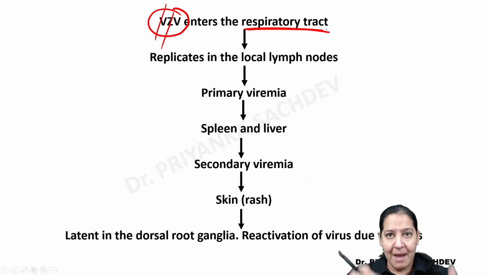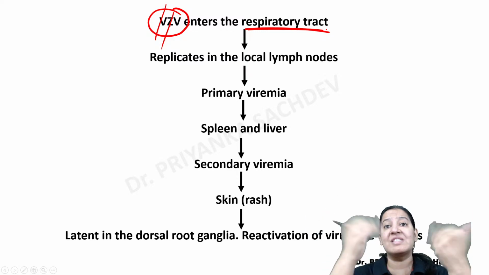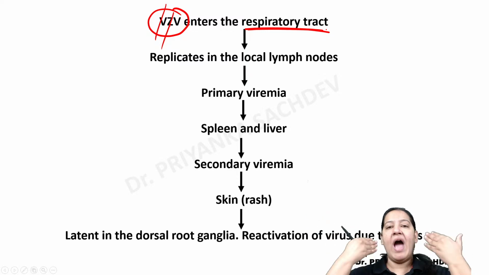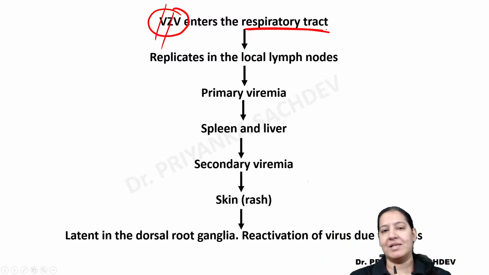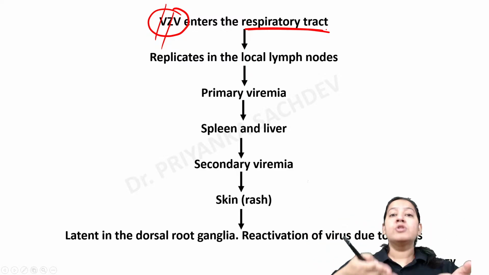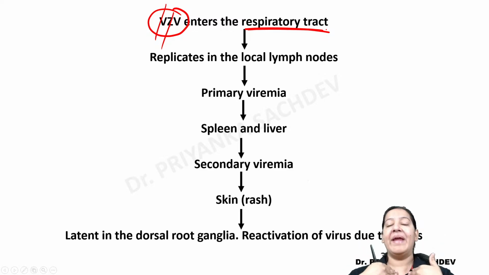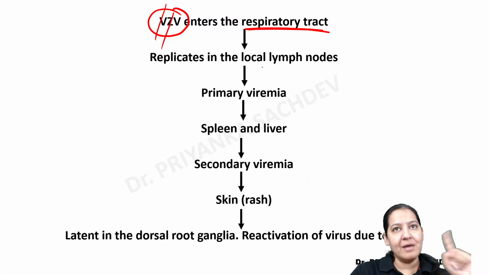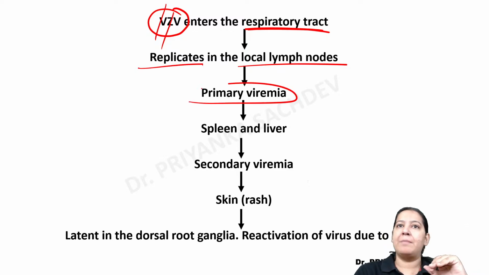Just suppose I am inhaling the virus. The virus is present in the air. You have chickenpox. You have sneezed, you have coughed. So you have thrown the virus in the air. So the air has aerosols, inside the aerosols the virus is present, and I am inhaling it. So the virus is going inside me, inside my trachea, inside my lungs. From my lungs, it is going to the lymph node. In the lymph node, it is replicating and coming into the blood. So it is primary viremia.